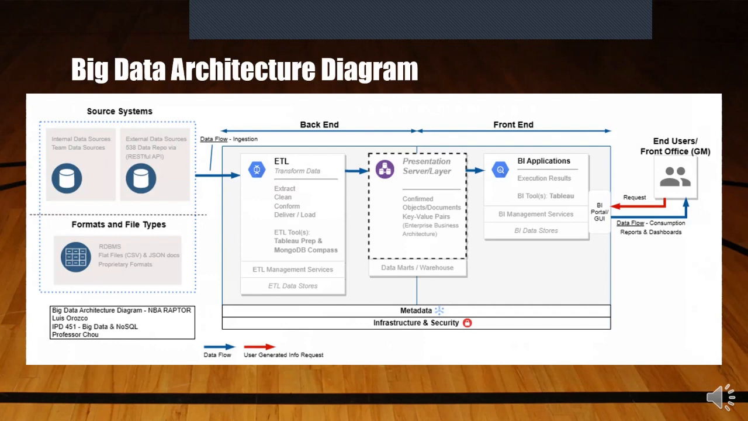Here is where we see our MongoDB Compass and Tableau, and specifically Tableau Prep tools being called out, along with other ETL management services. Afterwards, this same data is then stored in what could be data marts or a data warehouse for later retrieval by end users, in this case, the general manager or the front office employees. And this is where they interact with the front end, I should say, through a BI portal or a graphical user interface, in which case this could be Tableau or Tableau Server or various other BI tools.